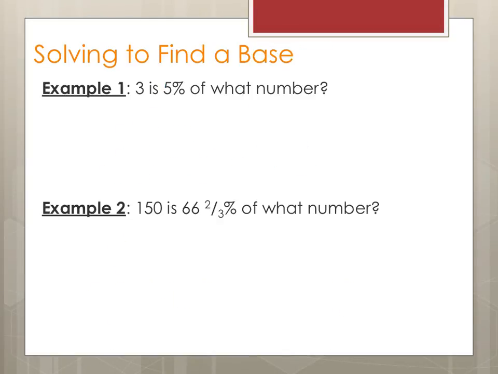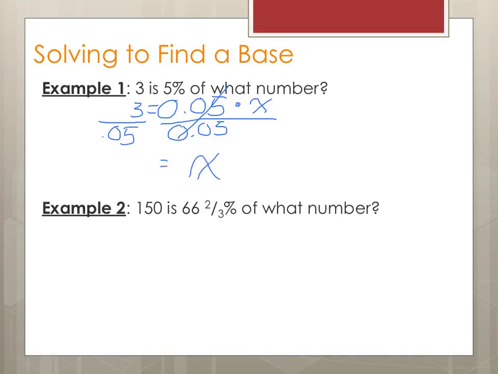Last but not least, we're going to solve percent equations to find a base. So let's look at example 1. 3 is 5%, which as a decimal is 0.05, of what number, which will be represented with our variable x. Again, to isolate x, I'm going to divide both sides by the coefficient of x, which is 0.05. That will cancel, and I'll divide by 0.05 over here. I'm left with x on the right, and 3 divided by 0.05 will give me 60.